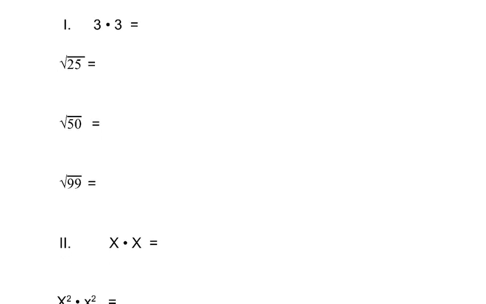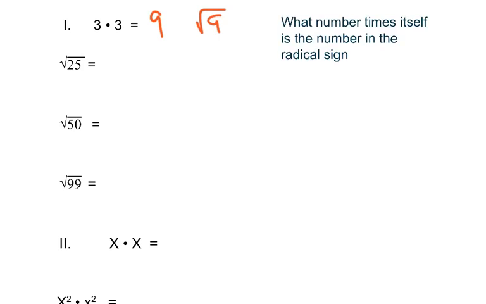Okay, so let's take a look at the first section. Here we've got 3 times 3, and we know 3 times 3 is 9, which is a perfect square because two whole numbers are multiplied together to get 9. Now we've also learned that to take the square root of 9, that square root symbol is asking you a question. And the question it's asking is what number times itself is the number in the radical sign. So we know the square root of 9 is 3 because what number times itself is 9? Well, the answer is 3.